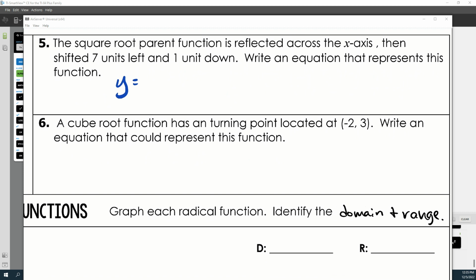And this one is a square root parent function. So I'm just going to go ahead and put the square root of x, because I know if it's a square root parent function, it has to have the square root of x. Right, this one is reflected across the x-axis. So the only way to reflect across the x-axis is to put a negative in the very, very front. Right, then shifted 7 units left. How do I do that? Add 7 inside, good. And then 1 unit down, minus 1 outside. So I guess if you know the rules, it's not that hard.